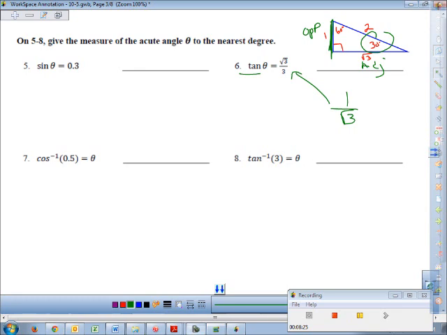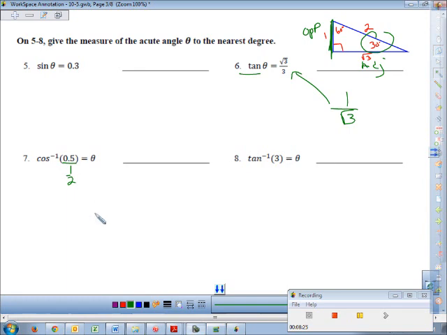They're asking you to solve for theta. Is theta all by himself? Punch that in your calculator. Cosine inverse of 0.5. Does anybody know what 0.5 is as a fraction? It's 1/2.